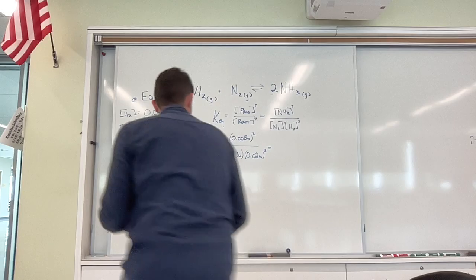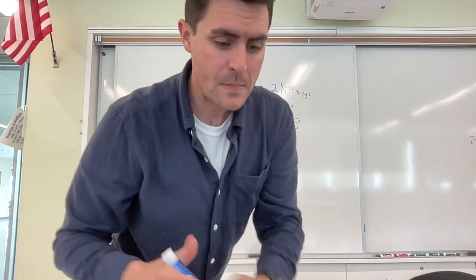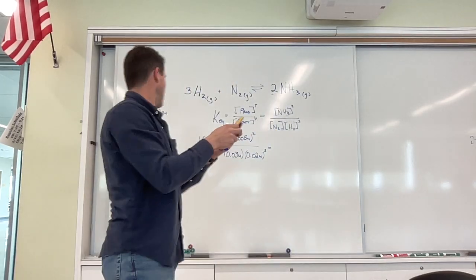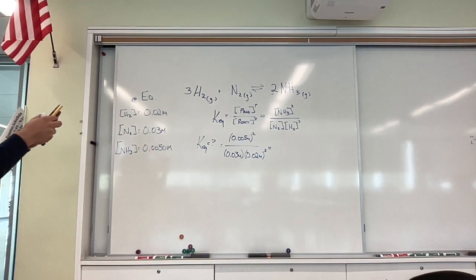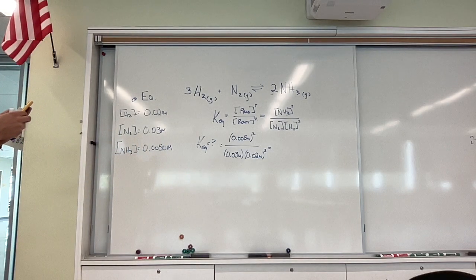I end up with, if I did this right, 0.005 squared divided by 0.03.